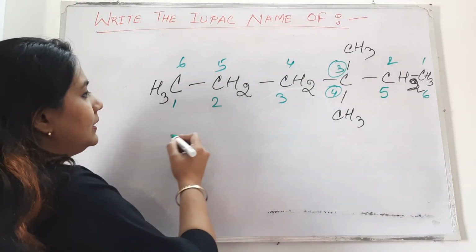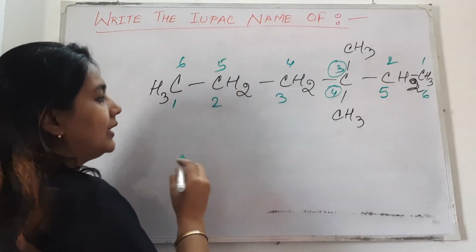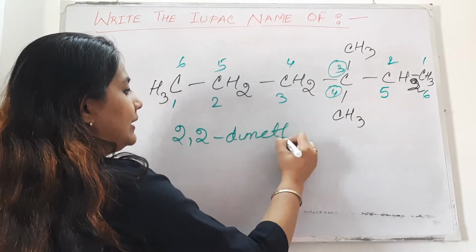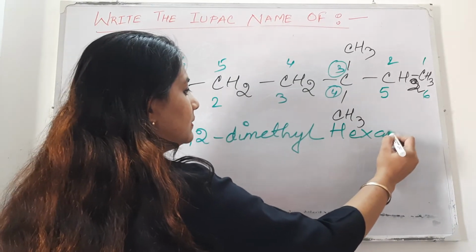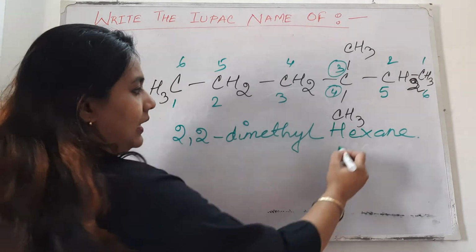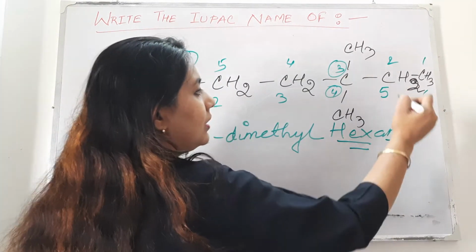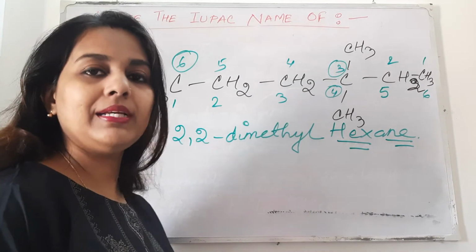So the name will be 1, 2, 3, 4, 5, 6 carbon atoms. So 2, dimethyl hexane. Why hex? Because 6 carbon atoms, and why ane? Because all the bonds are single bonds. I hope I have made myself clear.